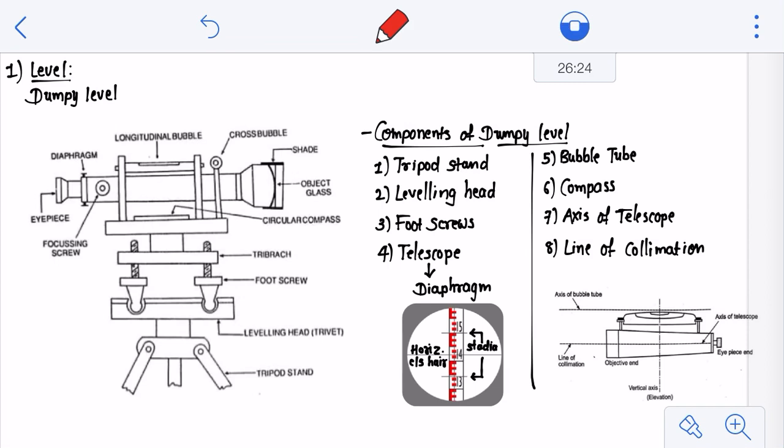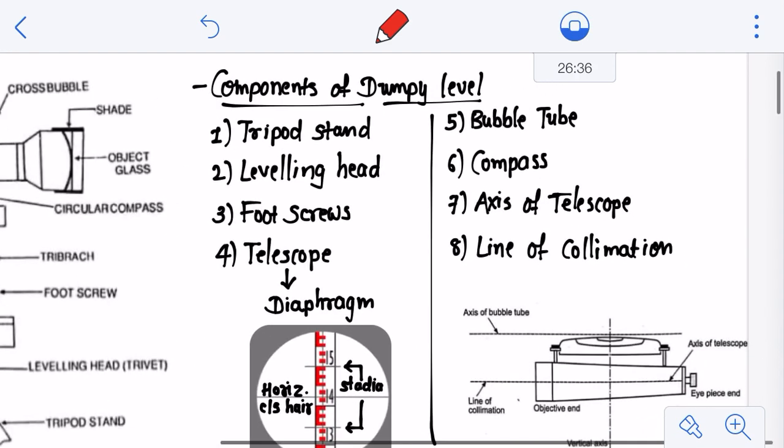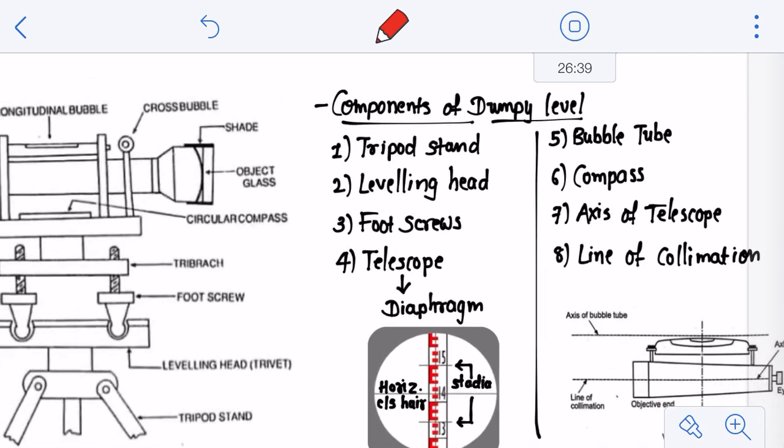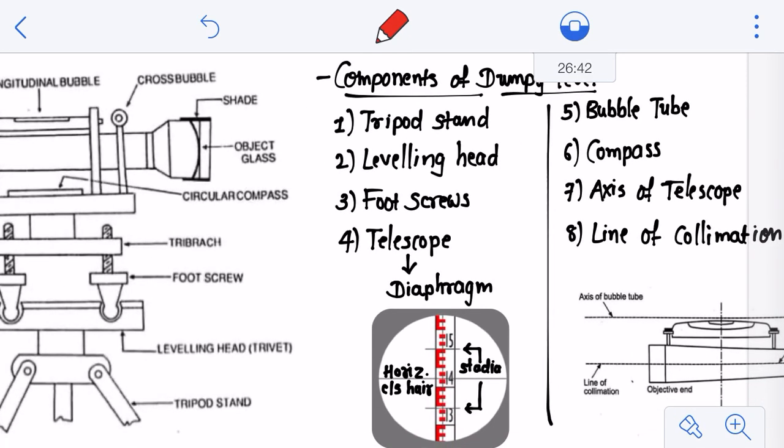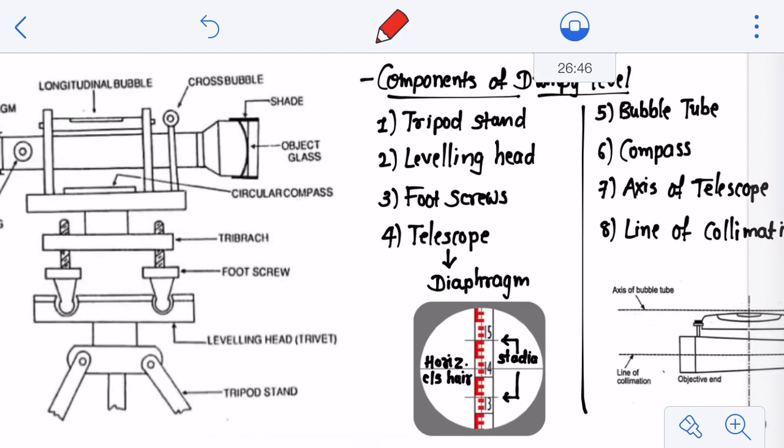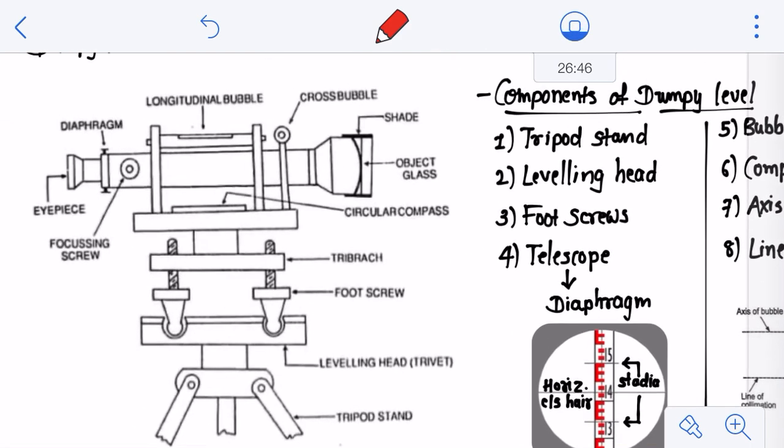So the purpose of a level is to provide the horizontal line of sight, and essentially a level consists of certain parts, which I have mentioned here as components of the dumpy level, right? So which are the components? You can see here: tripod stand, leveling head, foot screws, telescope with diaphragm, bubble tube, compass, axis of telescope, and line of collimation. I'll give you a very good idea about these components, right?